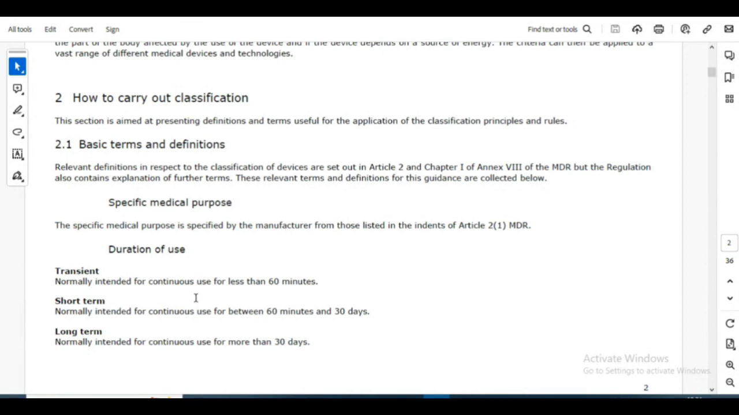Then comes long term: normally intended for continuous use for more than 30 days. If the medical device has a duration of use of more than 30 days, that means I have to use that medical device for a period of 2 months or for a period of 1 month and 5 days.